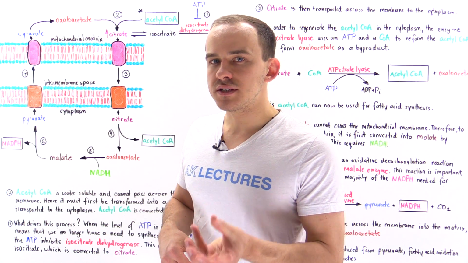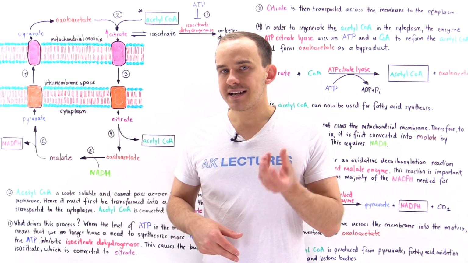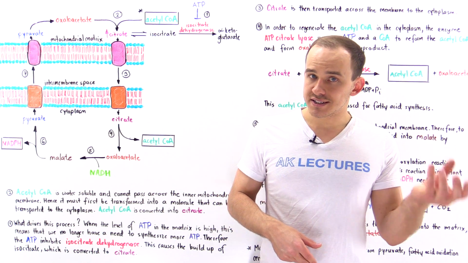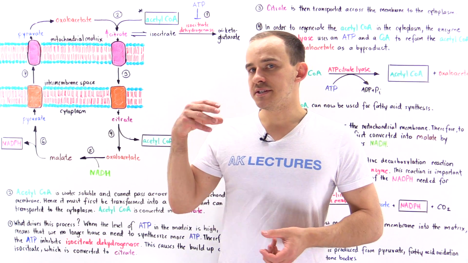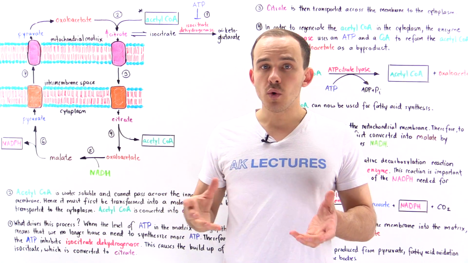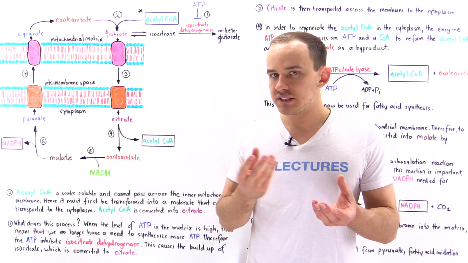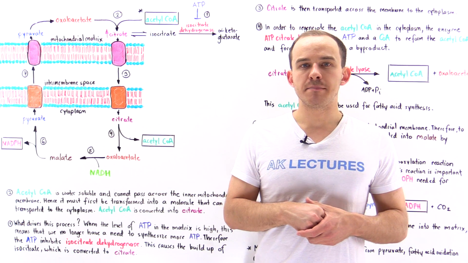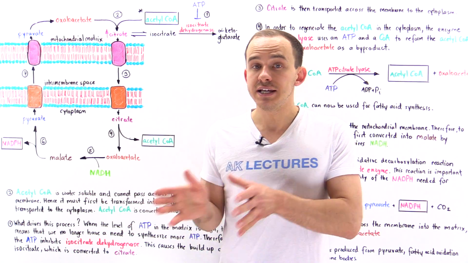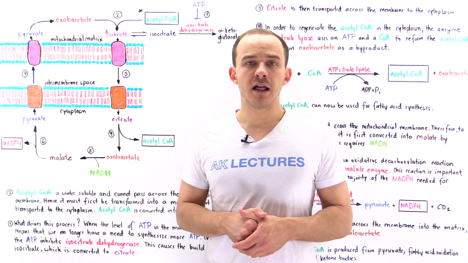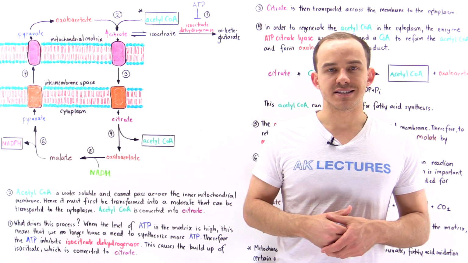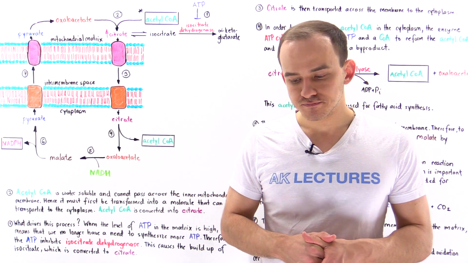And that poses a problem, because fatty acid synthesis takes place in the cytoplasm of the cell, but these acetyl coenzyme A molecules are located in the matrix of the mitochondria. So we have to be able to move these acetyl coenzyme A molecules from the matrix into the cytoplasm of the cell to actually initiate the process of fatty acid synthesis.